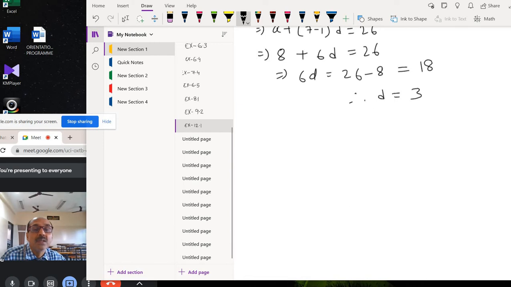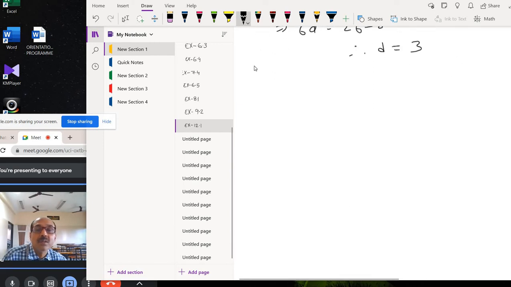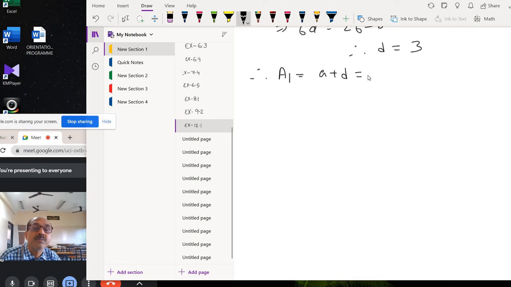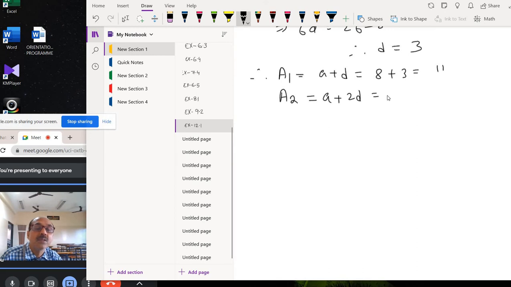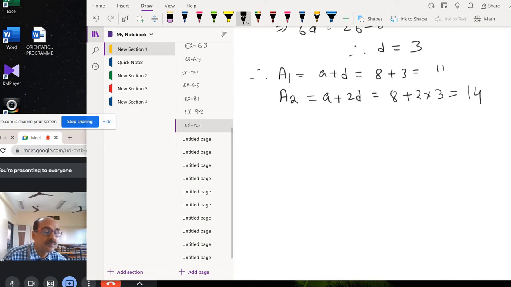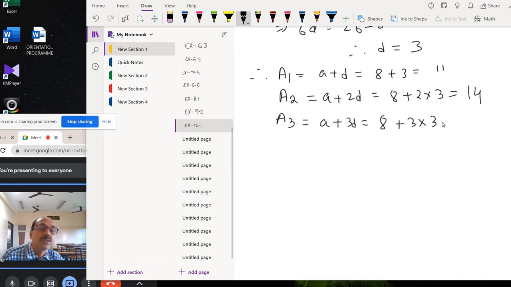Common difference d equals 3. A1 is equal to a plus d, which is 8 plus 3, equals 11. A2 is a plus 2d, which is 8 plus 2 into 3, equals 14. A3 is a plus 3d, which is 8 plus 3 into 3, 8 plus 9, equals 17.